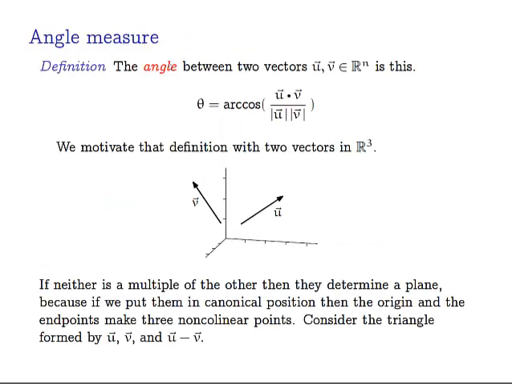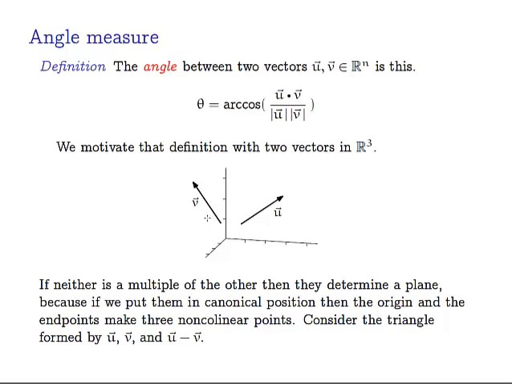Okay, definition of angle. The angle between two vectors is defined as the arc cosine of u dot v over length of u times length of v. Of course, you may be more familiar with the form where you say cosine of theta equals u dot v over length of u times length of v, but it's an equivalent statement. Okay, and you can prove that this agrees with the usual notion of cosine when you take vectors in 2 or 3 dimensions.